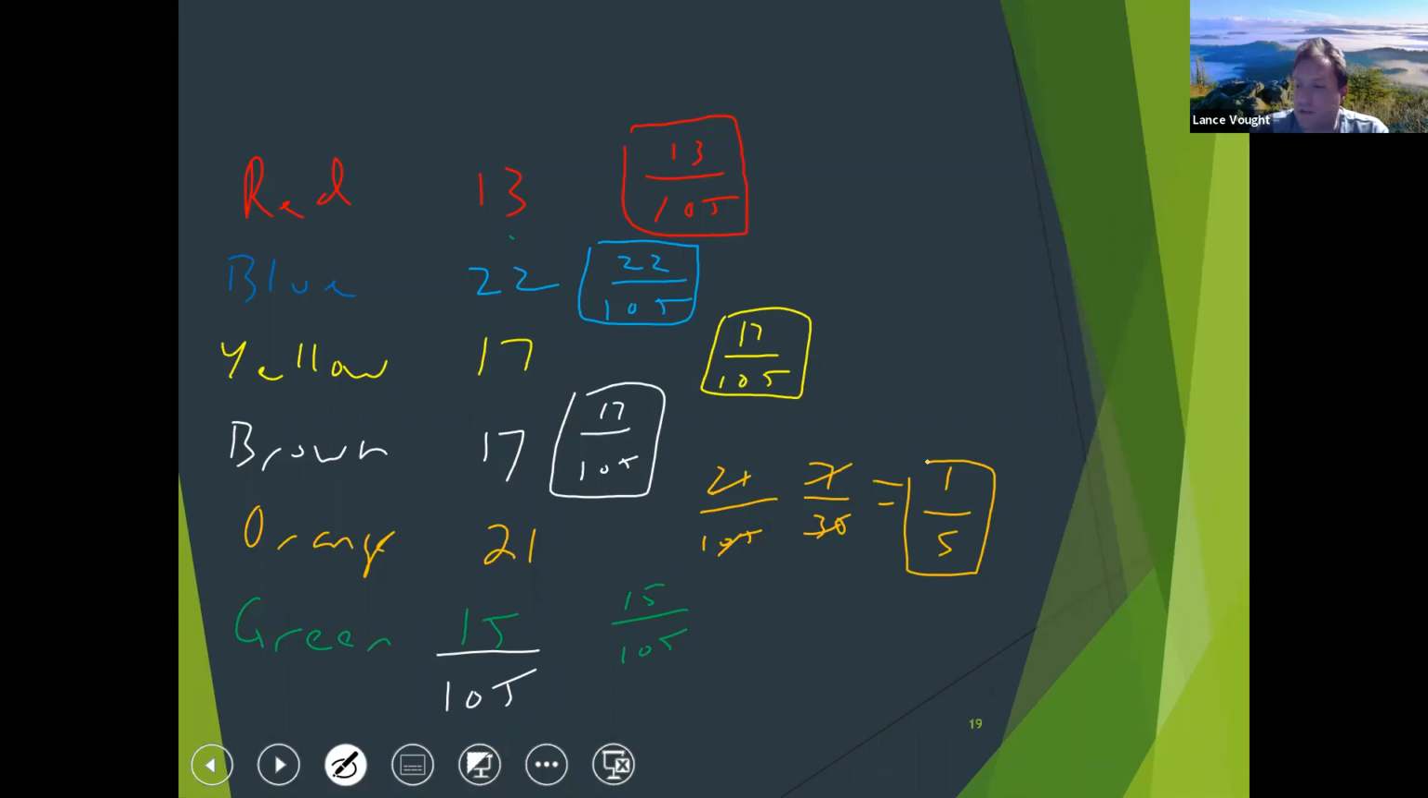Green, Bethany said that green is divisible by something, which is true. If we use the 3 method, we know that this is divisible by 3. We also know this is divisible by 5. Well, 5 times 3 is 15, so we know it's divisible by 15 as well. So we can go the long way and say, okay, this is 5 over 35, and then divide by 5, and we get 1 over 7. But if you just divided it by 15 to start, you would also get 1 over 7.